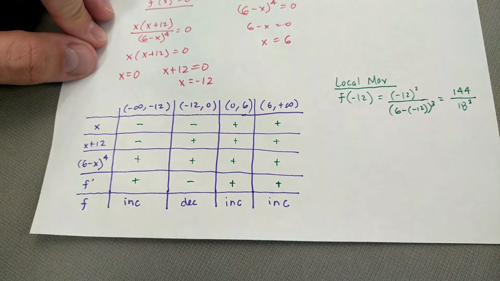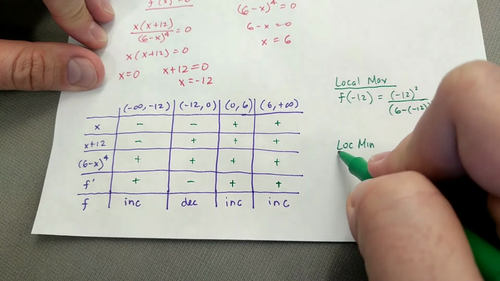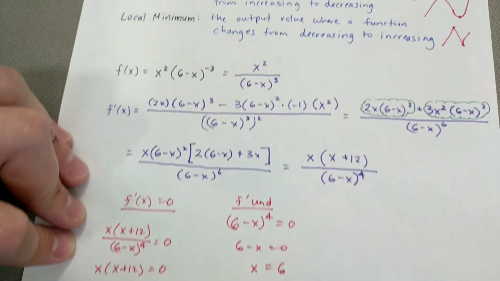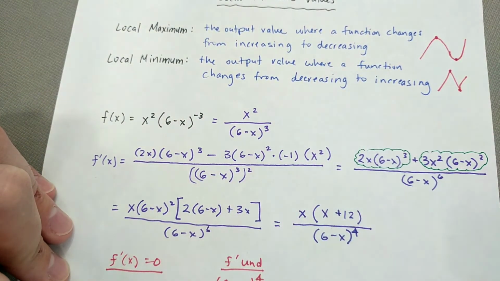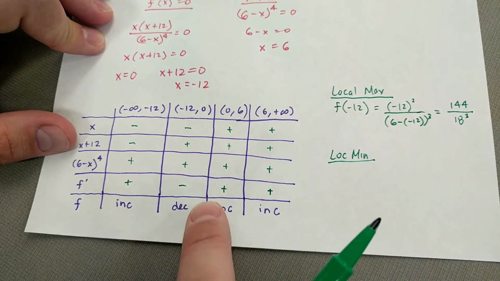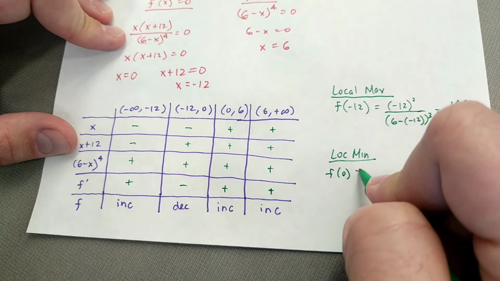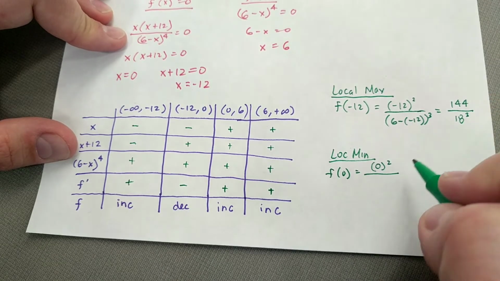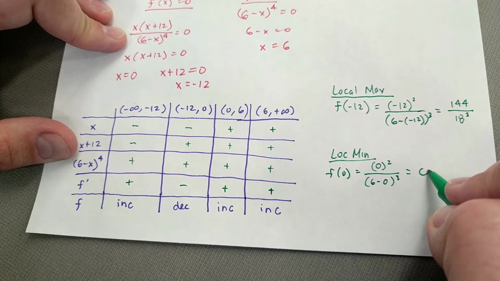All right. And now we think about local minimum. Local minimum occurs when the function changes from decreasing to increasing. So decreasing to increasing here at 0. So I'll plug in 0. And I'm going to get 0 squared over 6 minus 0 cubed, which of course is just 0.